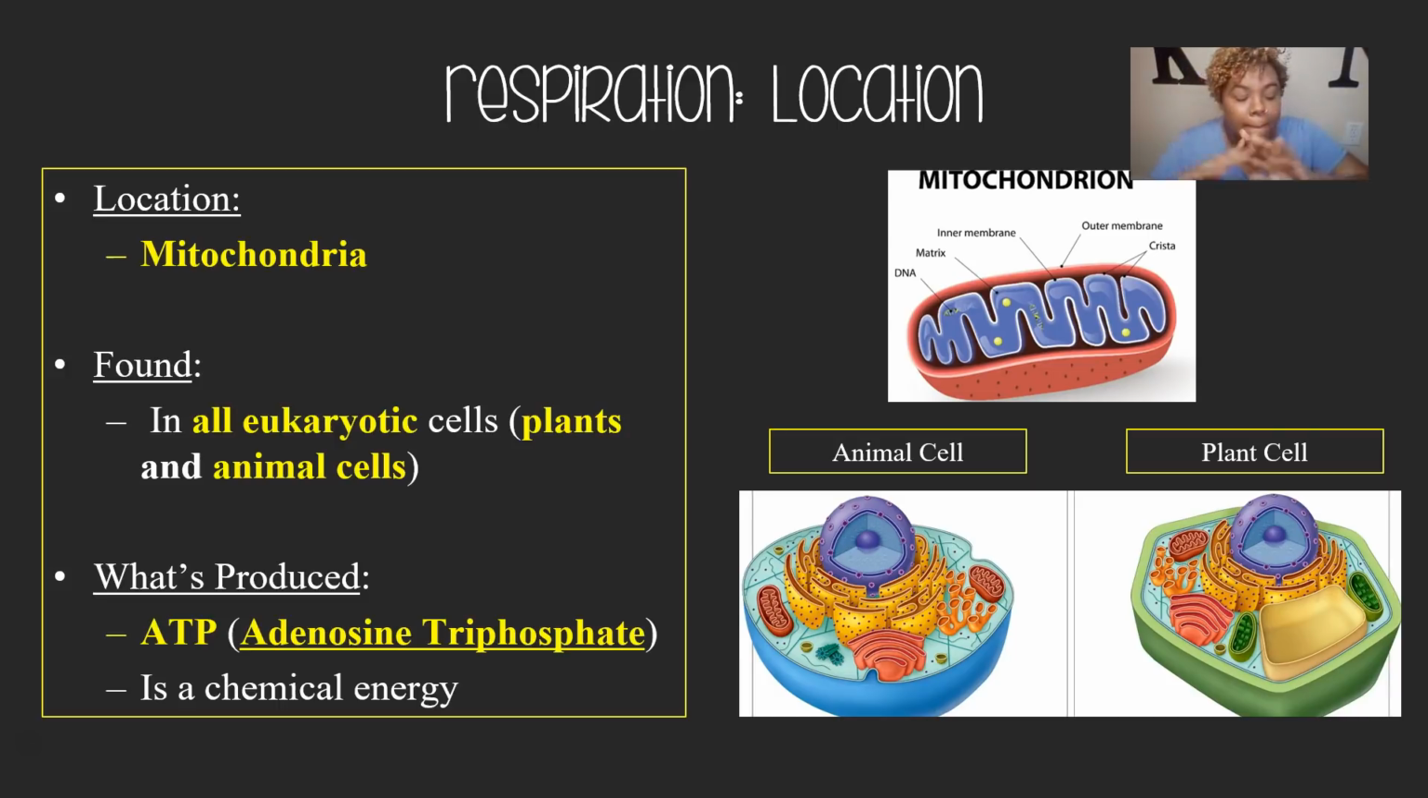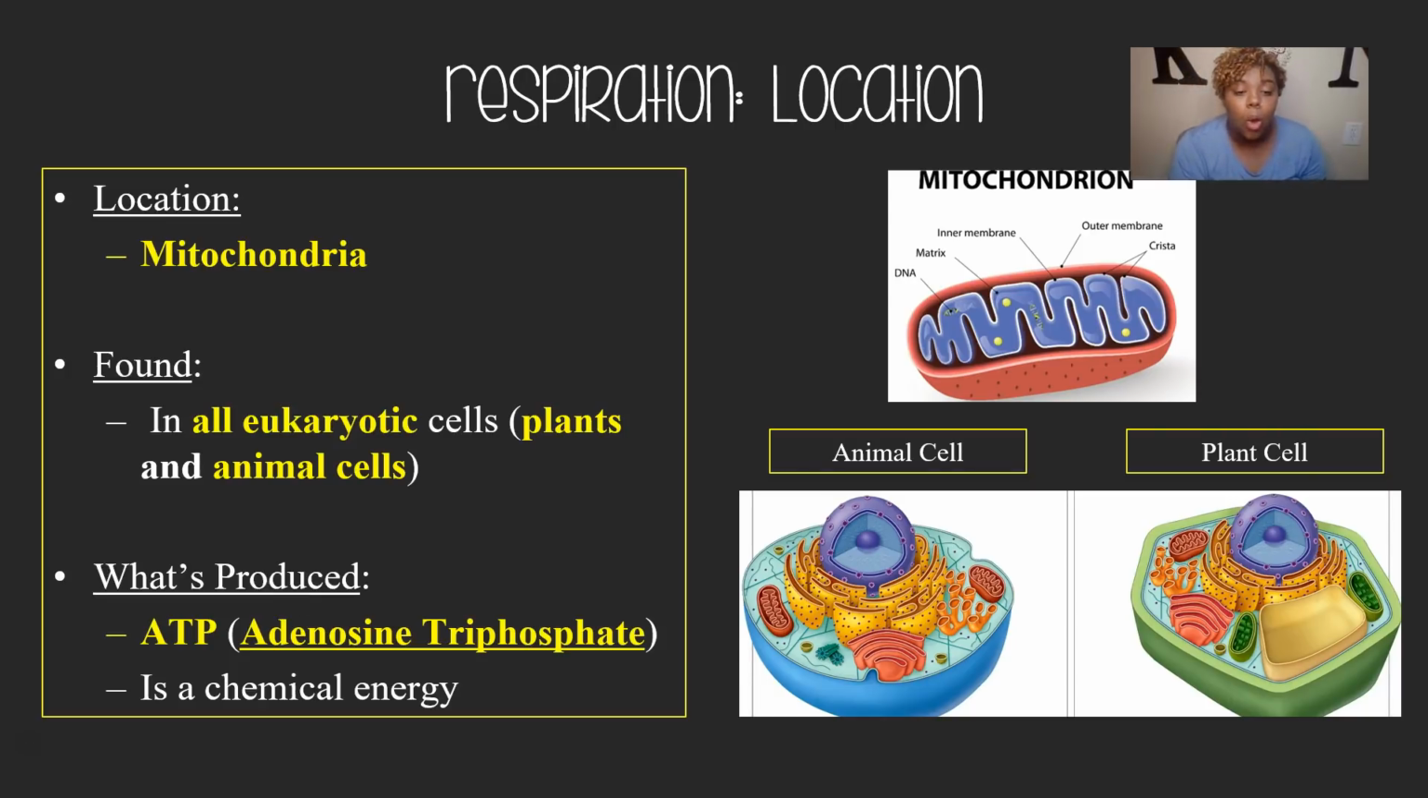So, if you're wondering the big million-dollar question, do plants do cellular respiration? Yes. Yes, they do. They can do photosynthesis and respiration. They can do both. They're just magical. Okay? So again, respiration happens in all eukaryotic cells, meaning plants and animals. It happens in both in the mitochondria because both cells have mitochondria. If you look right here, here's a mitochondria in the animal cell, here's a mitochondria in the plant cell. Cool?